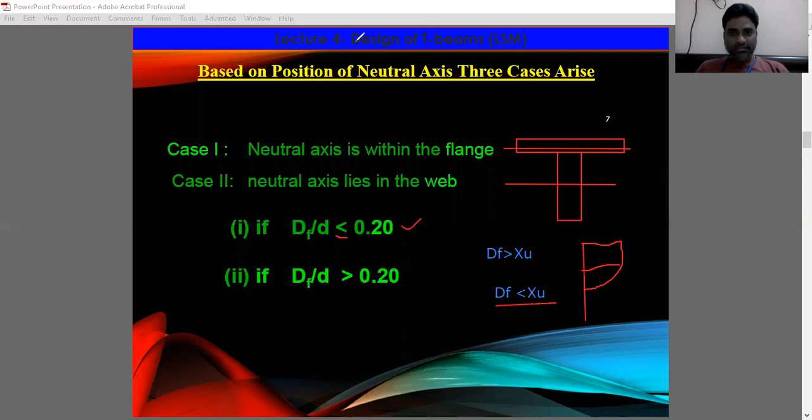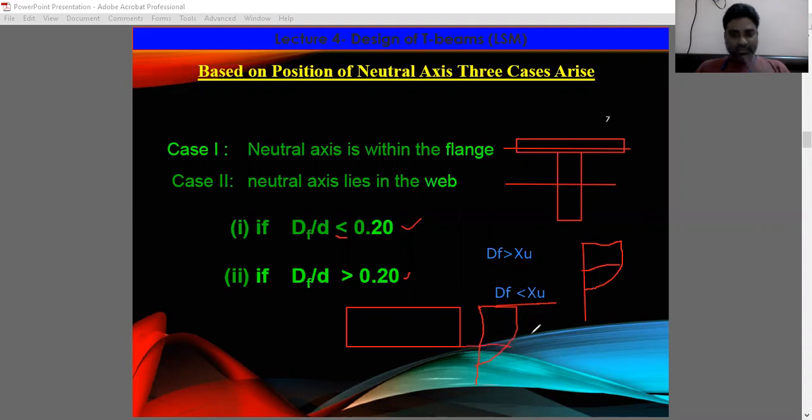So I would like to just zoom this. Let us say this is the flange, and if you draw the stress distribution diagram for this case, it will be like this, right?